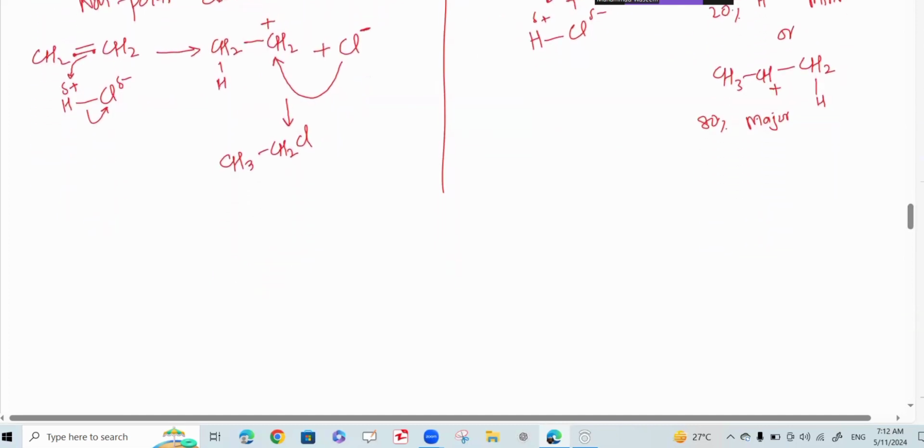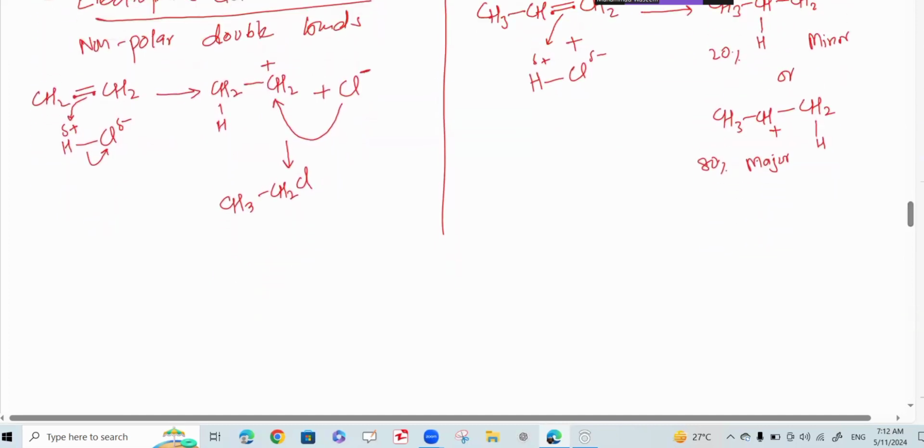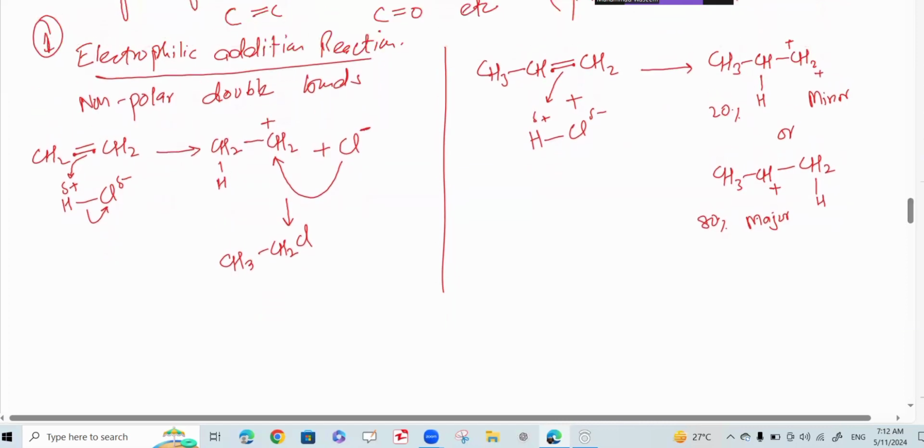Okay, so next what will happen? The remaining chlorine. Why is it not more stable? Sorry, it's not more stable because it has an inductive effect from only one alkyl group, and the other has an inductive effect from both of these alkyl groups, so it is more stable compared to this one. So that's why this is the major product. Both of these products are formed. Now the remaining chlorine will get attached to the other. So two types of products will be formed.